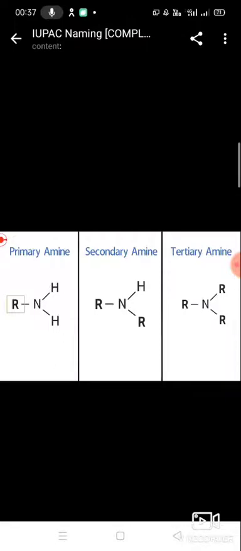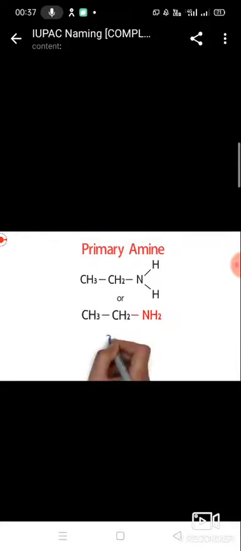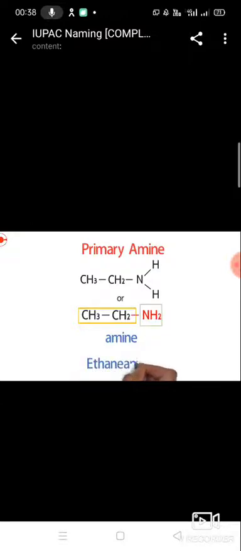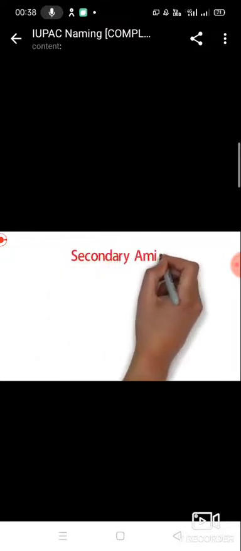Primary amine, secondary amine, tertiary amine. Primary amine means it contains 2 hydrogen atoms with 1 carbon attached. So nitrogen is directly combined with 1 carbon atom. So that is known as amine, NH2. The alkyl group is attached directly with the amine. So ethane amine. Secondary amine means carbon is present on either side of the nitrogen. So N-alkyl alkylamine. So here what is present? Ethyl group is there, methyl group is present.